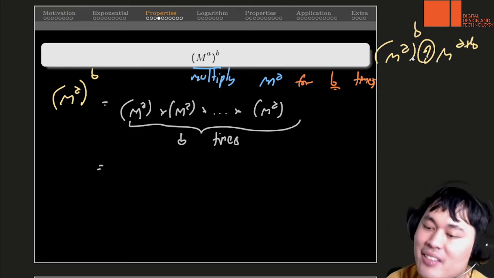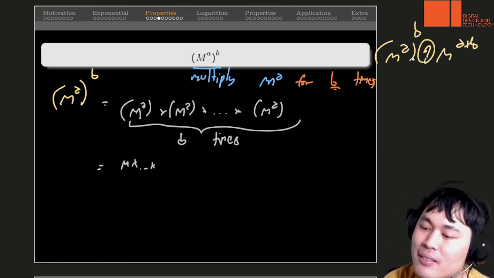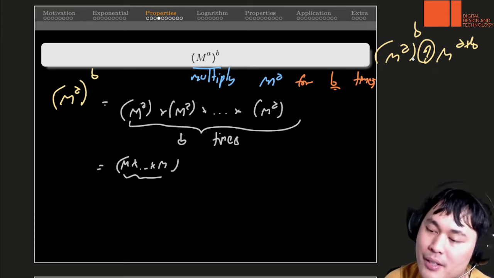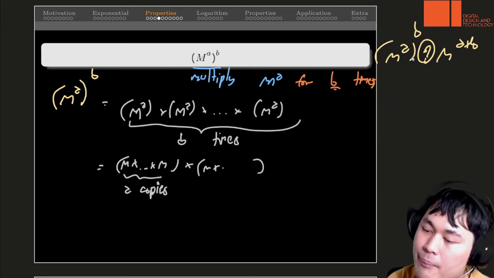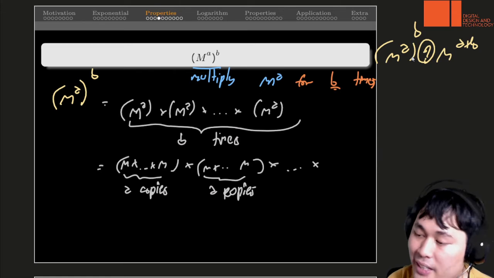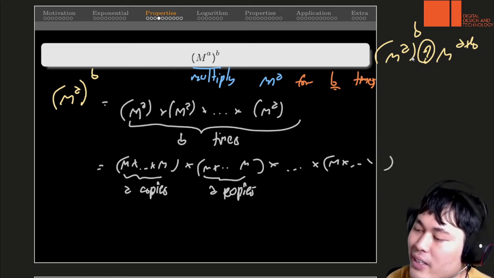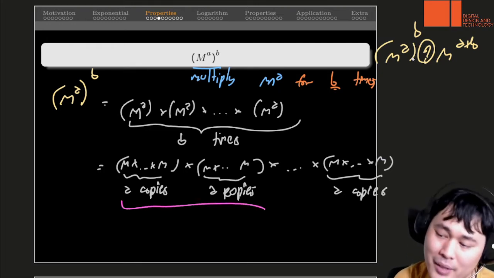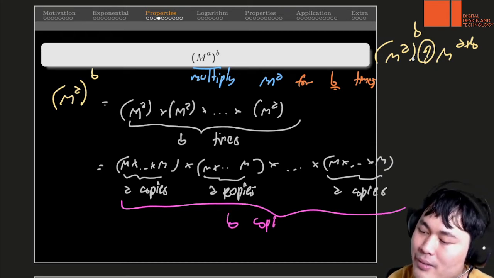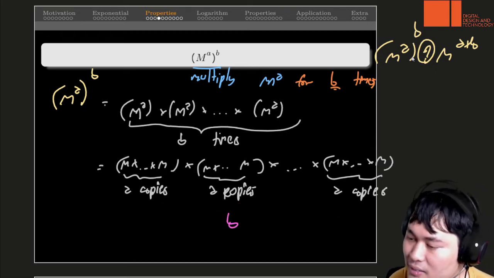And then this is where things get kind of weird, because the first one says that you have a copies of m for the first parenthesis, for the first term. And then you have another a copies of m. And then it repeats until the end. Each one can be expanded to give you a copies of m, but the total is still b copies, or b times.